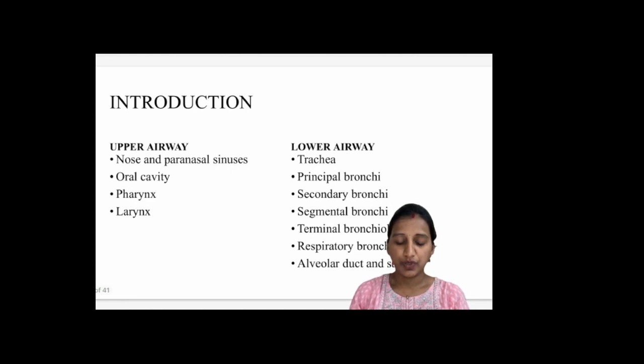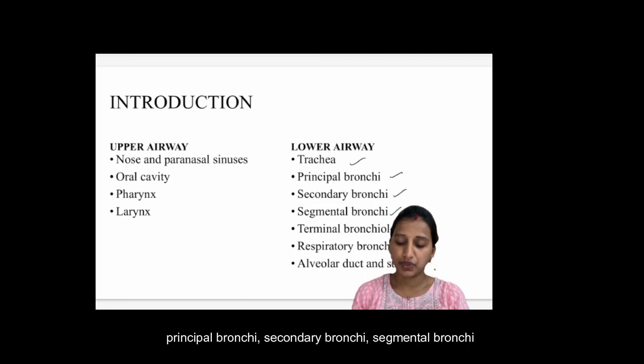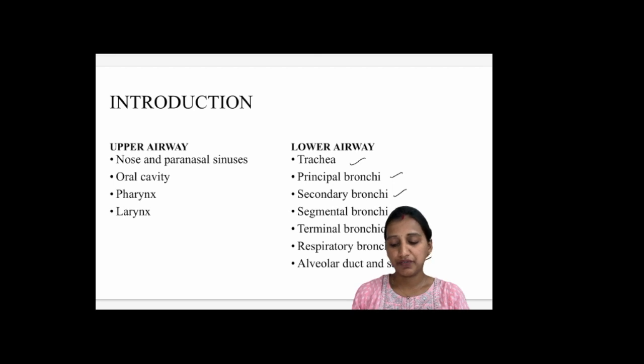Next, coming to the airway. Airway is divided into upper airway and lower airway. Here in our topic, we'll be discussing in detail the upper airway. Lower airway basically consists of trachea, principal bronchi, secondary bronchi, segmental bronchi, terminal bronchiole, respiratory bronchiole, alveolar ducts and sacs.